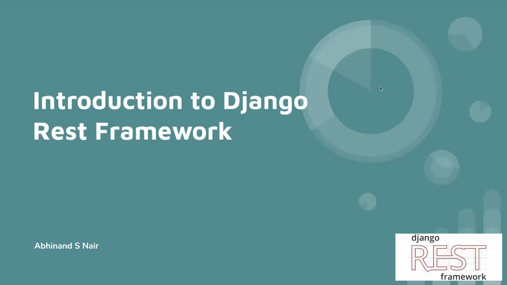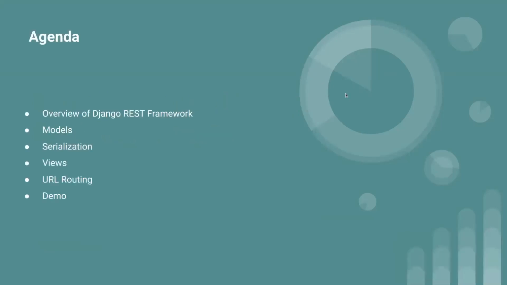Good evening, all. Today our topic is Introduction to Django REST Framework. Let's start. This is our agenda. First, we will go through an overview of the Django REST Framework, and then we will discuss some of its key features like model serialization, views, and URL routing. As this is only an introduction, we are discussing only the basics. Then we will go through the demo. In that, we will create our first Django API.